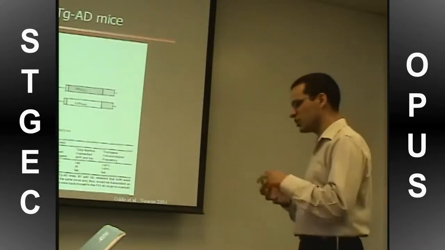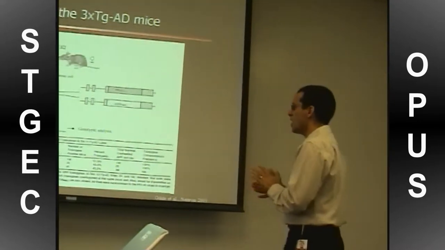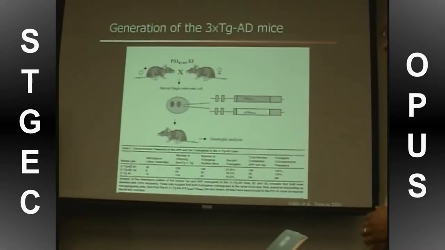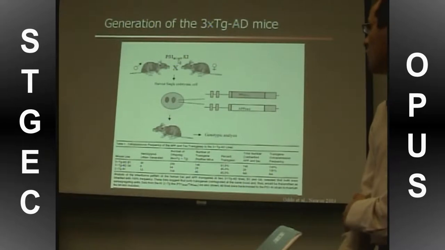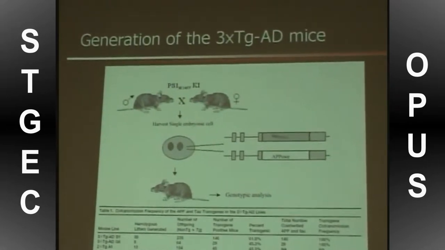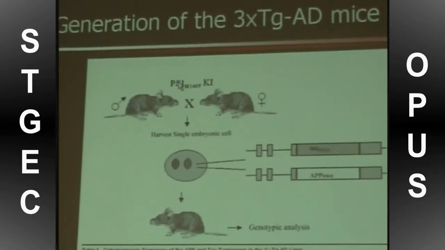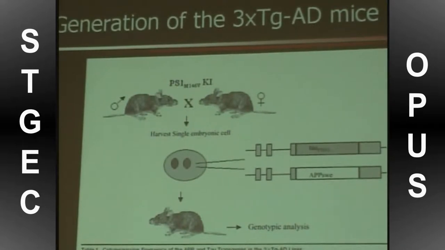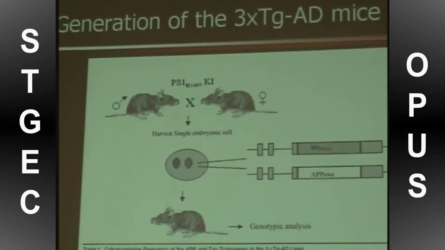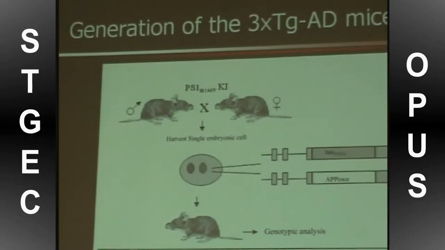So to be able to study the A beta-tau interaction in vivo, first we generated a new animal model, trying to mimic both of the neuropathological changes that occur in the brains of these people. The way we did this, we started from a mouse with a knock-in mutation in the presenilin-1 gene. This mutation is linked to familial Alzheimer's disease. In people with this mutation, 100% of the cases will develop Alzheimer's disease. Again, this is the gene involved in the processing of APP. However, even though people with this mutation will develop Alzheimer's disease, these mice don't have any neuropathological changes.